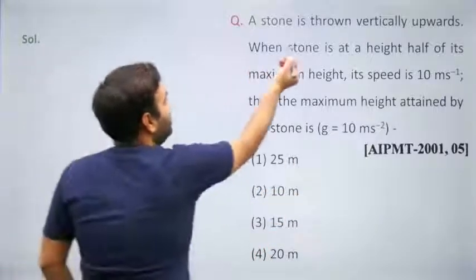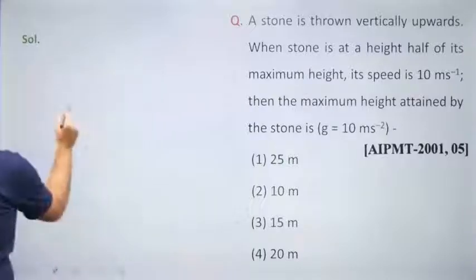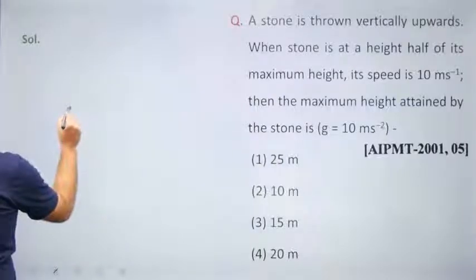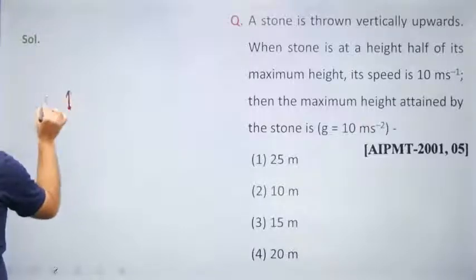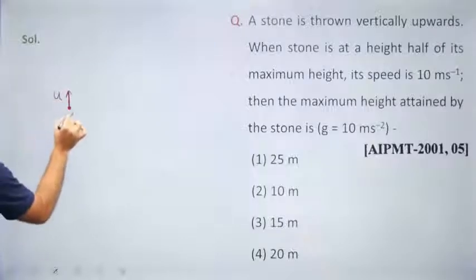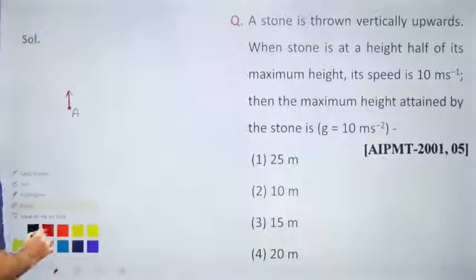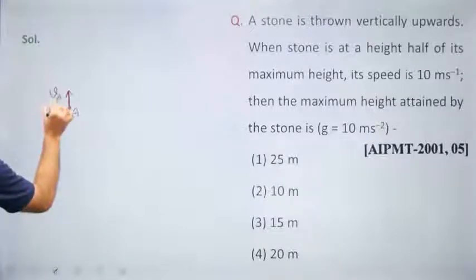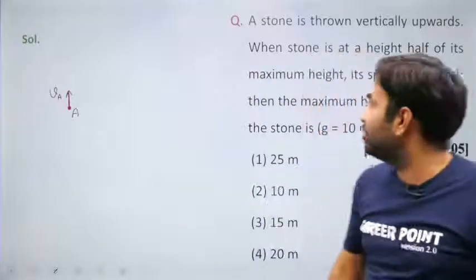A stone is thrown vertically upwards. We are throwing this stone vertically upwards. Let us make the diagram accordingly. This stone is thrown vertically upward. Let us say it is thrown with a velocity. Suppose this point is A, and its velocity is VA. VA is the velocity with which it has been thrown in the upward direction.